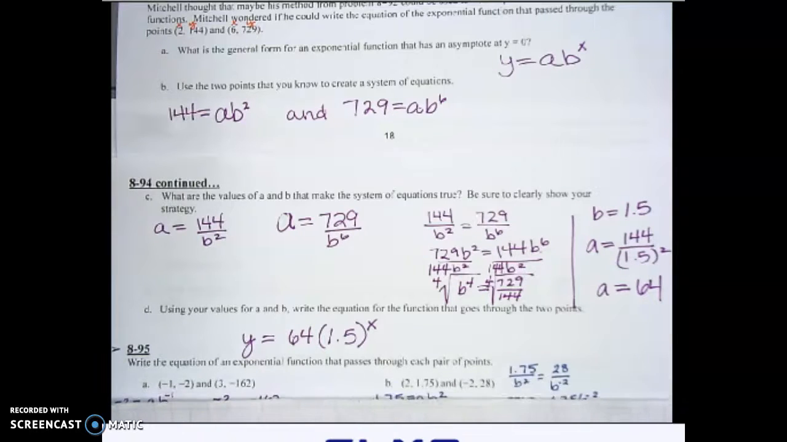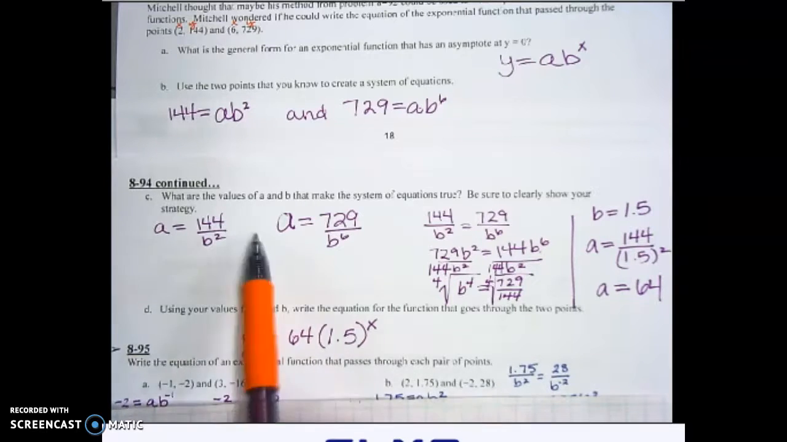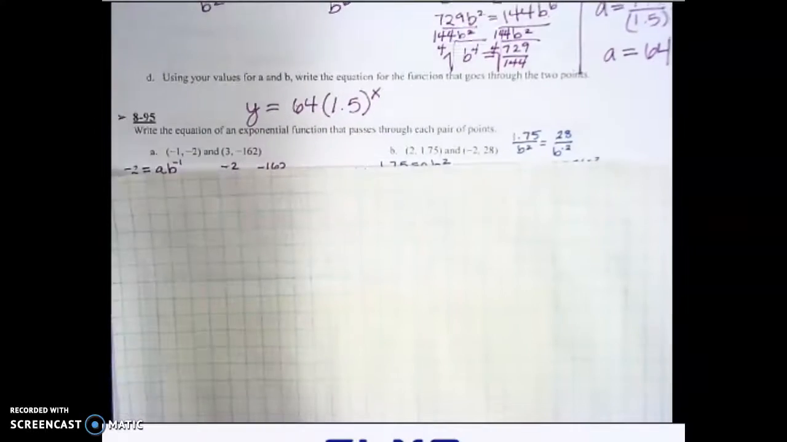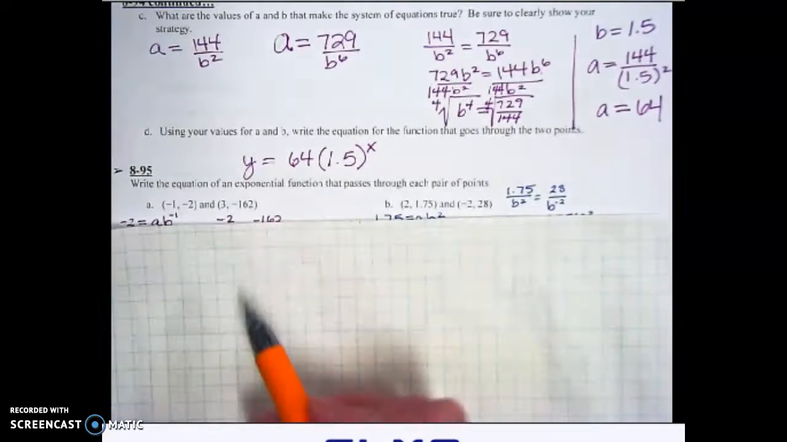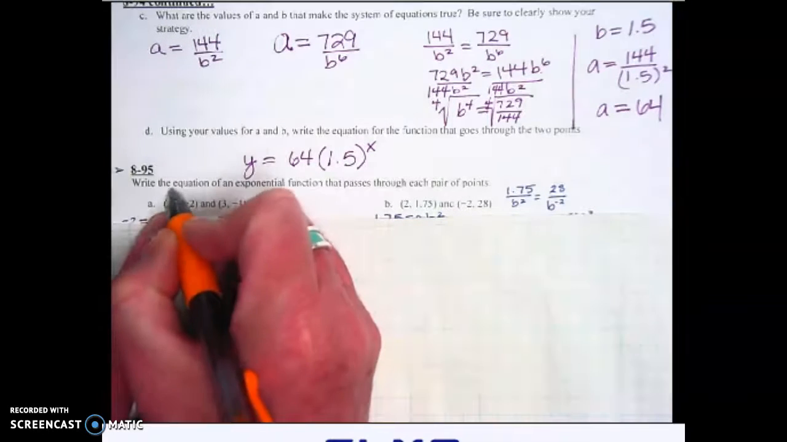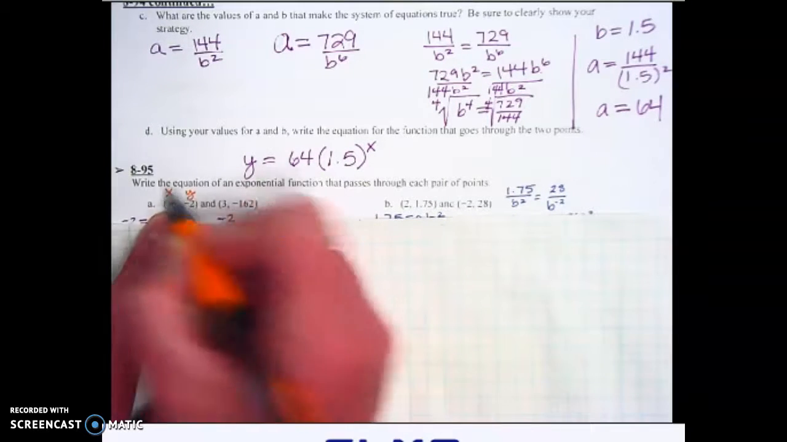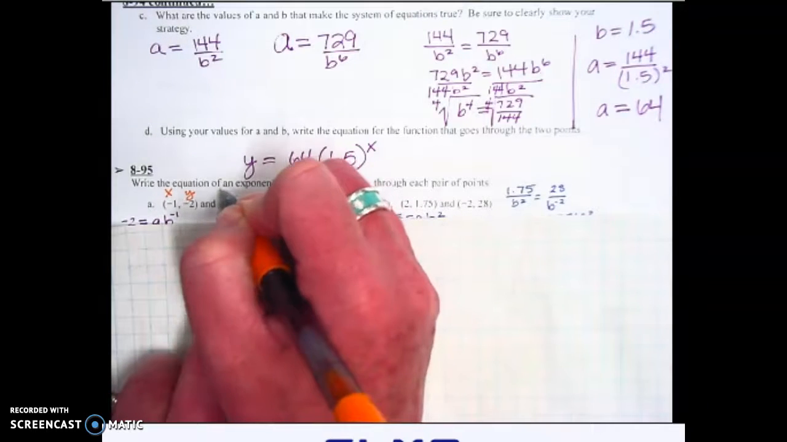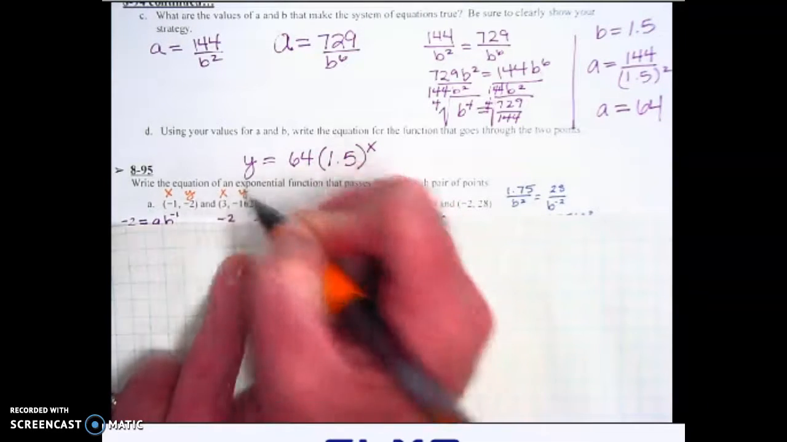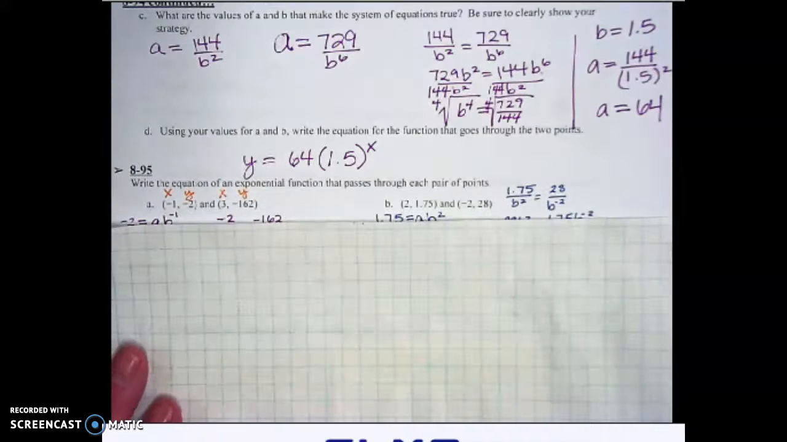Question 95 says, write the equation of an exponential function that passes through each pair of the points. So we're going to do this 2 more times. That's all it wants you to do for parts A and B. Okay? So the first one, your point is -1, -2, here's your x and your y. And your second point, 3, -162, here's your x and here's your y. Okay?